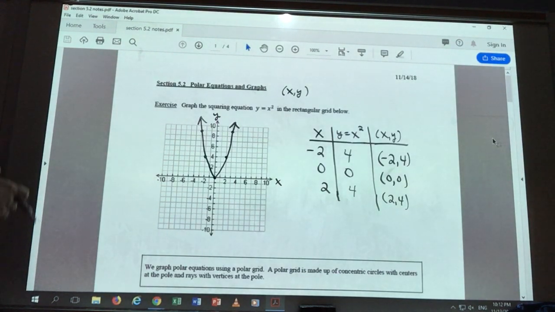Okay, so there's a little review of graphing from high school algebra, college algebra, and we're going to be doing the same thing with polar equations.